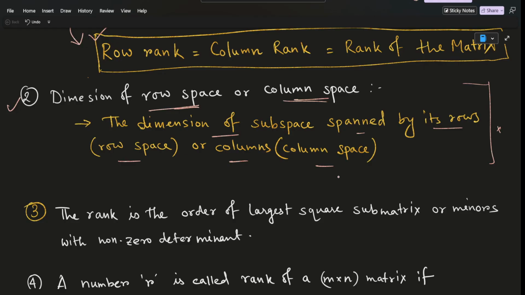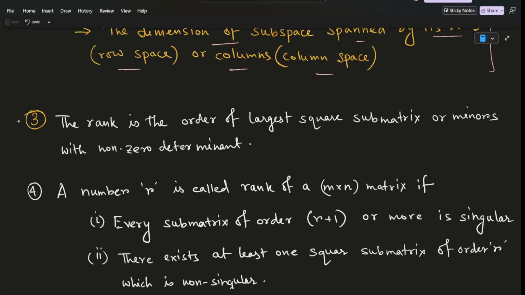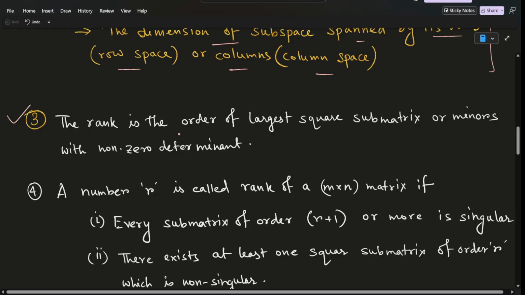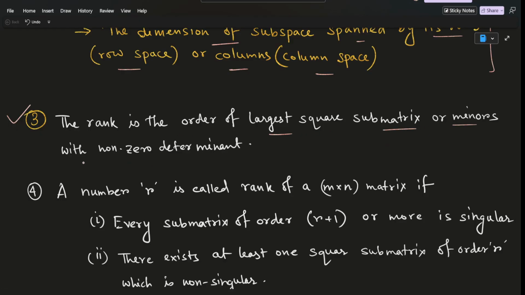Fine. Now, the third way that we can define the rank of a matrix. What is the third definition? The rank is the order of the largest square submatrix or minor with non-zero determinant. This is the definition. Next, number four.